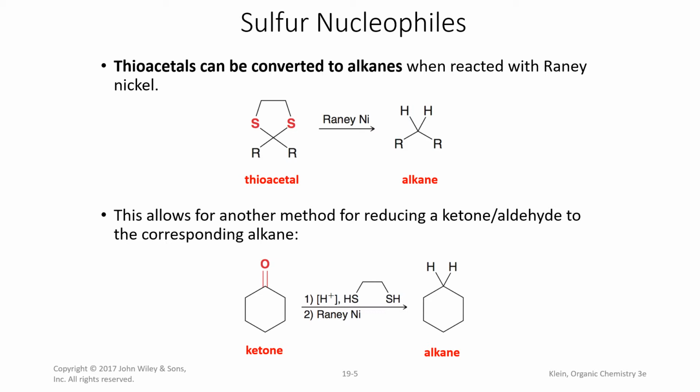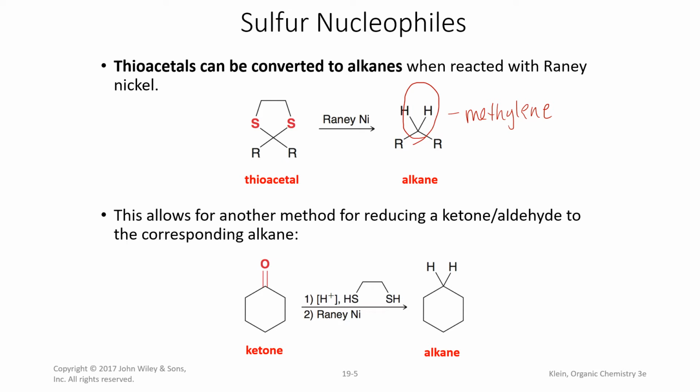We see here in this slide that thioacetals can be converted to alkanes when reacted with Raney nickel. So we see here this thioacetal is reduced to an alkane. What I would like to point out here is that this group is called a methylene group. So looking at these conditions, this allows for another method for reducing a ketone or an aldehyde to the corresponding alkane.